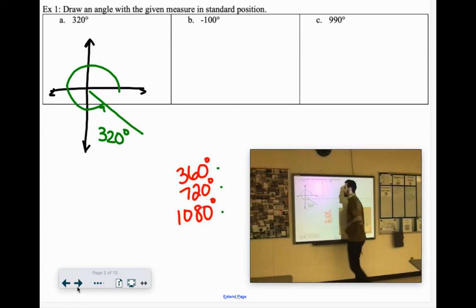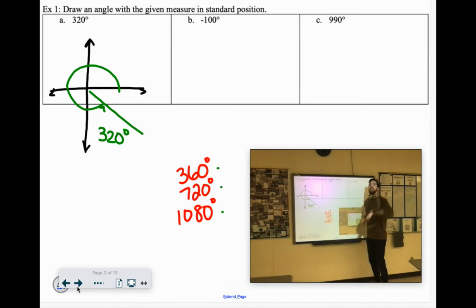Now eventually we're going to be talking about this angle that it leaves, right? That little acute angle between the x-axis and our terminal side. That's going to be called a reference angle soon. So if this is 320 and a full circle is 360, you would know the reference angle is 40 degrees, right? It's that small acute angle. That's neither here nor there. We'll get there. All right, let's try another one.